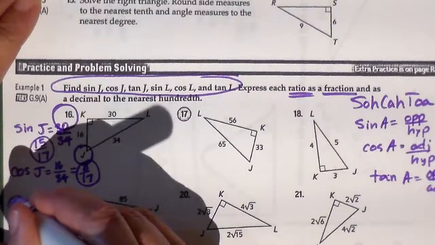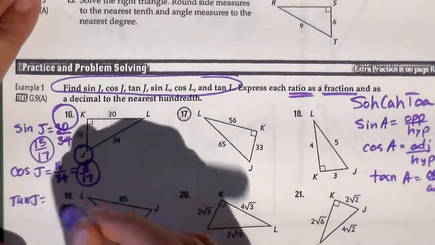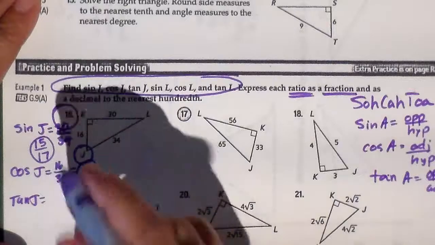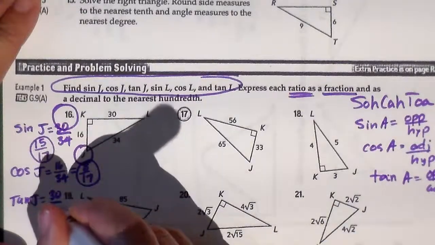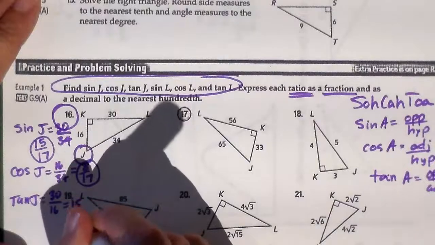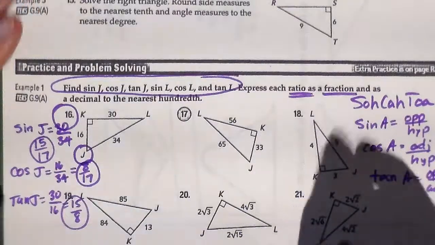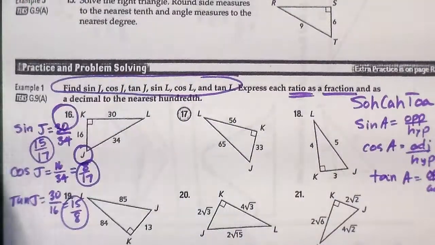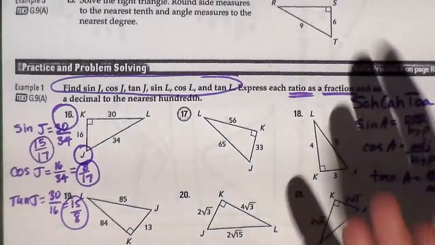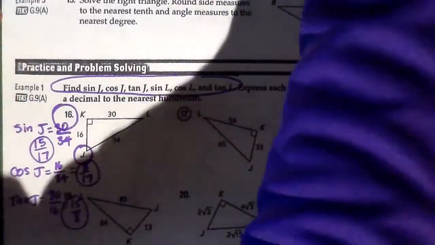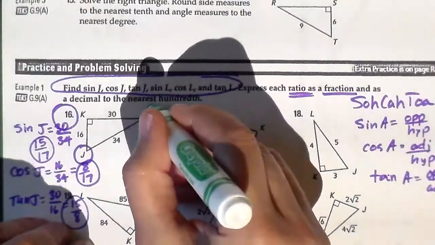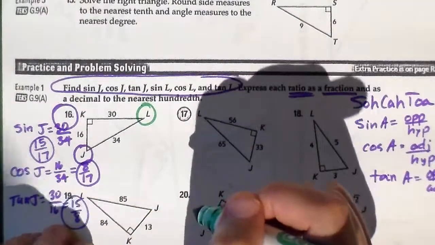So the tangent would be the opposite over the adjacent. So for tangent of J, what's opposite of J? 30. What's adjacent? 16. So 30 over 16 is 15 over 8. And that's how you do the trig for each one. Now, it wants you to find the same things for L, correct? So let me find a different color here. Now let's look at everything in perspective from L.